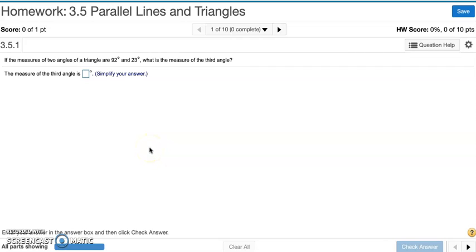3.5 Parallel lines and triangles. Number 1. If the measures of two angles of a triangle are 92 degrees and 23 degrees, what is the measure of the third angle?